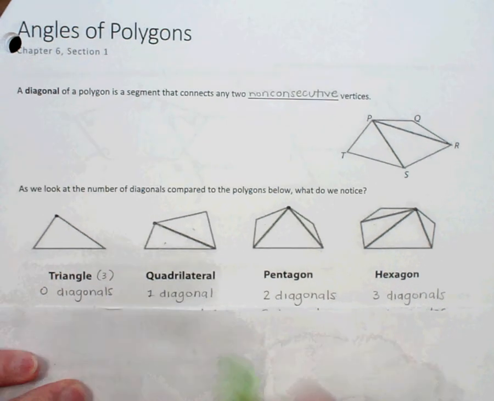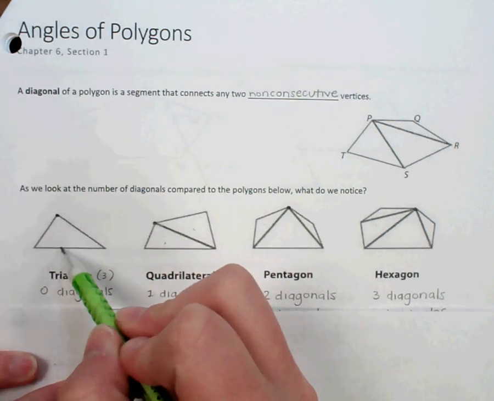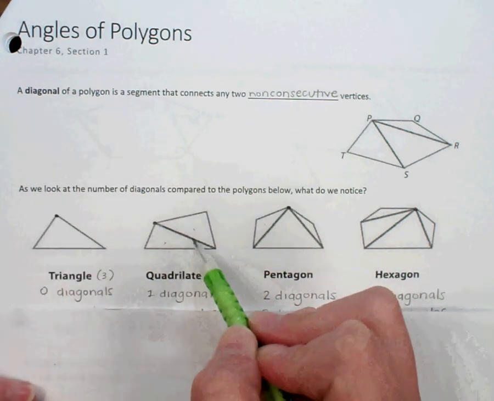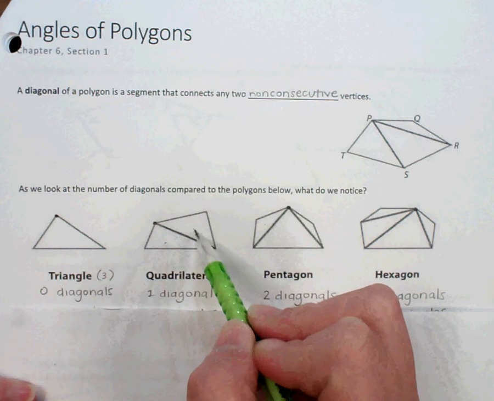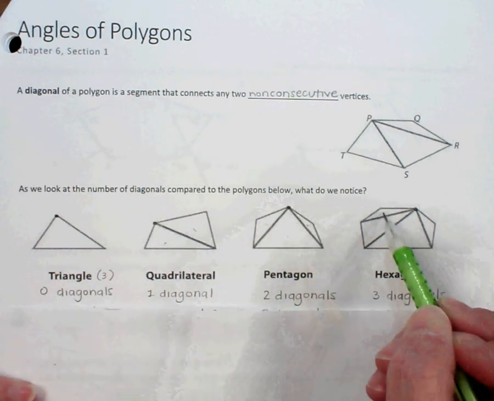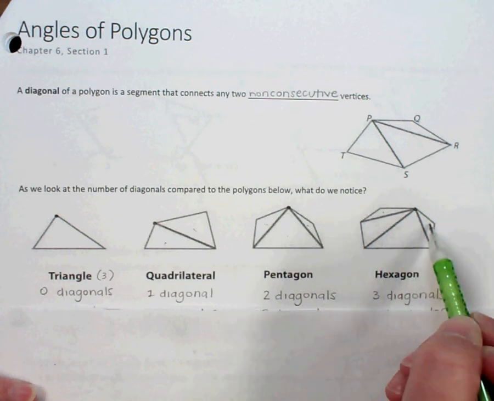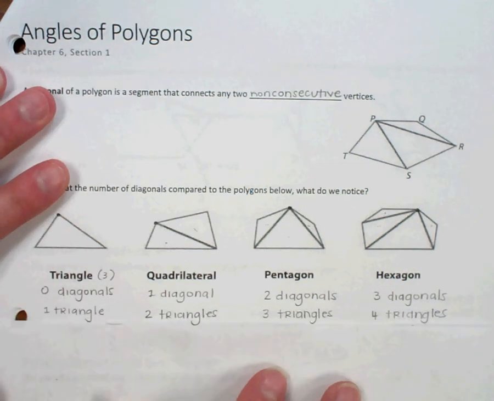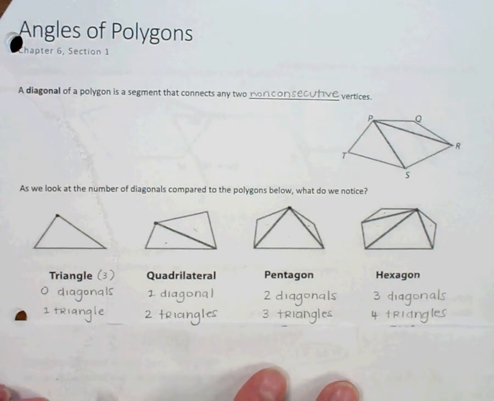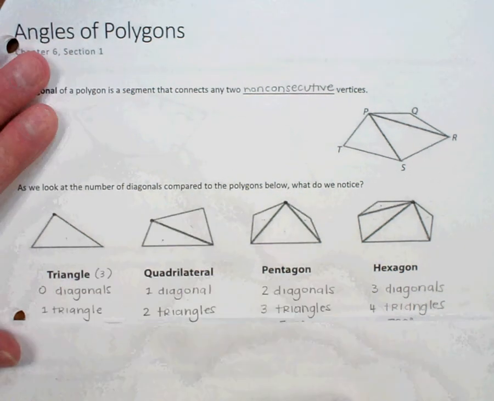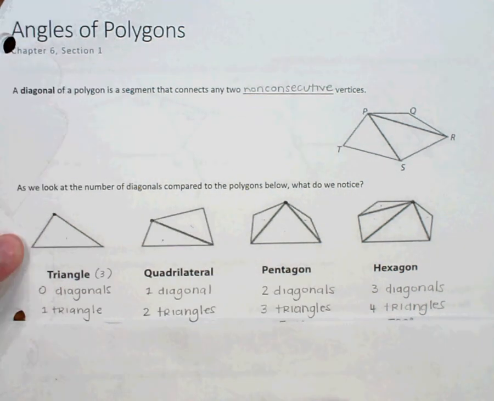Those diagonals, with no diagonals in the triangle, we end up with just the original triangle. Okay? The one diagonal in the quadrilateral, now we have two triangles. A pentagon, we end up with three, and a hexagon, we end up with four. Now, from a previous chapter, you should remember that a triangle has 180 degrees. Hopefully you remember that. So in my one triangle, there are 180 degrees.